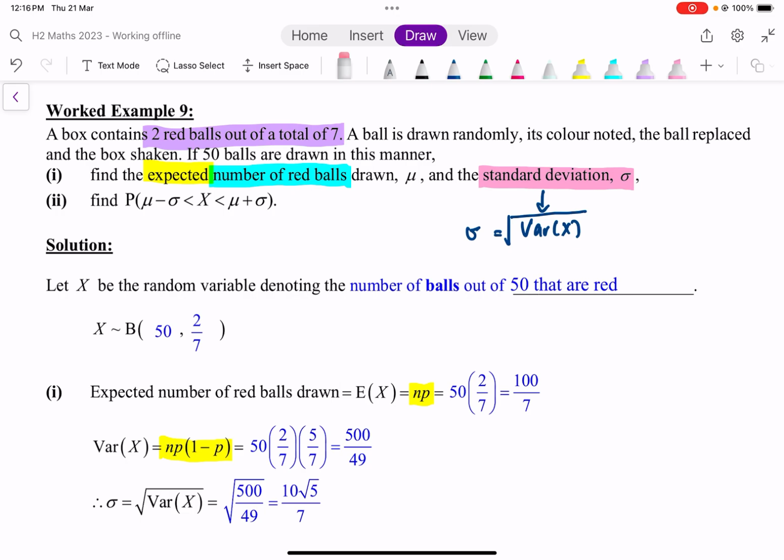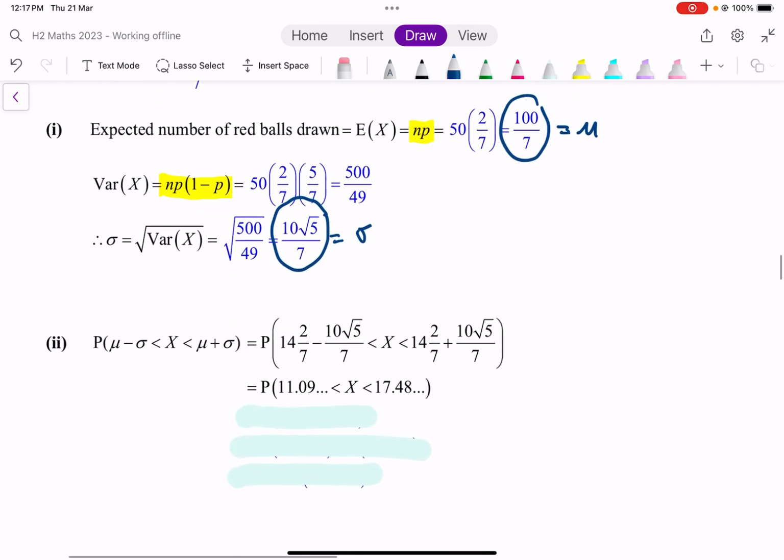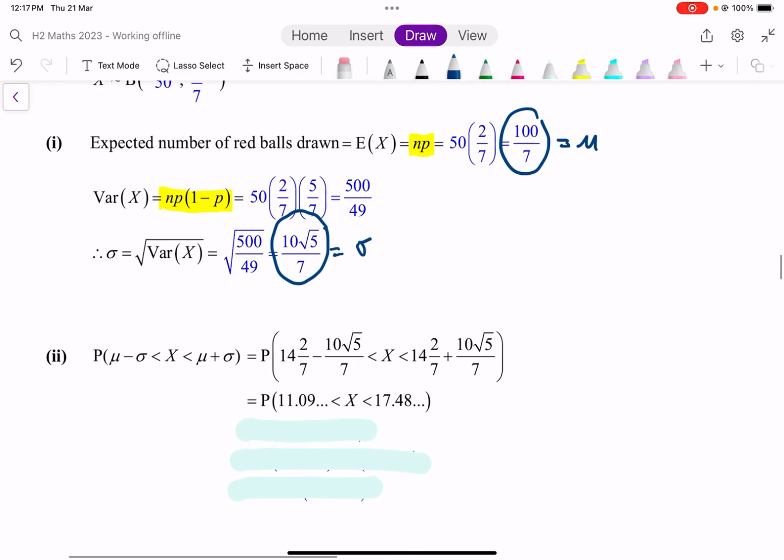Now let's look at the next part of the question. We want to find the probability that X is between mu minus sigma and mu plus sigma. So you have your two values now. The value that you have found here is the value of mu. The value that you have found here is the value of sigma. So we can put that into our inequality. We sub the two values in and then do a bit of calculation. Press your calculator to find the two limits.